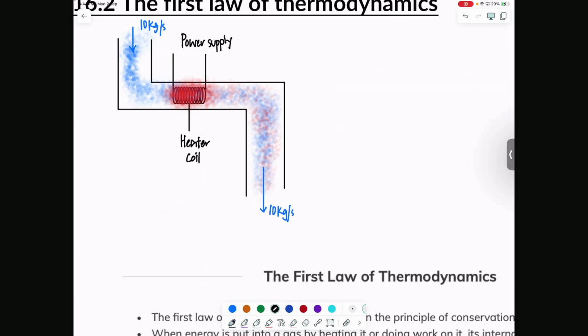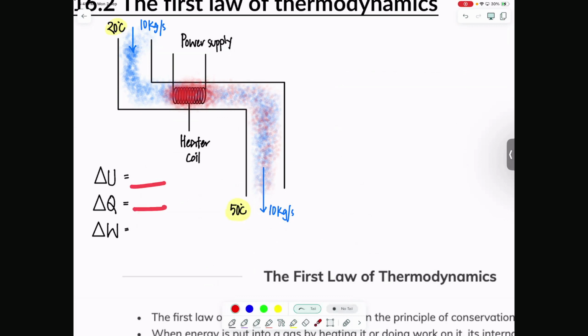You need to find out those three things here. Okay. Del U, del Q, and del W for the water. I'll give you some values here. The water enters here initially at 20 degrees Celsius. So that's the initial temperature of the water. And the water heats up. And as the water comes out from the other side, the temperature is 50 degrees Celsius. It's like warm water, right? So you need to do math and figure out what is del U, del Q, and del W.